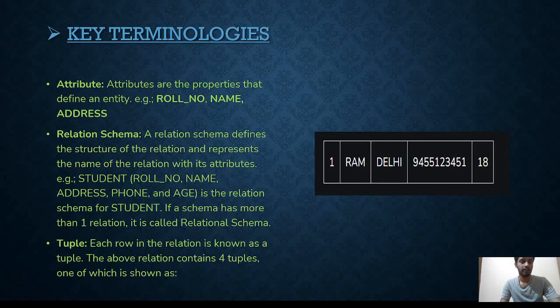Tuple. We've come across this term in Python, but this is a completely different thing. Each row in the relation is known as a tuple. In Excel we deal with rows and columns, right? Exactly as in databases, a row is nothing but a tuple. The above relation contains four tuples, one of which is shown. If we exclude the roll number, there is Ram, which is the name; Delhi, the address; the phone number; and 18, Ram's age. These make up this certain entry.